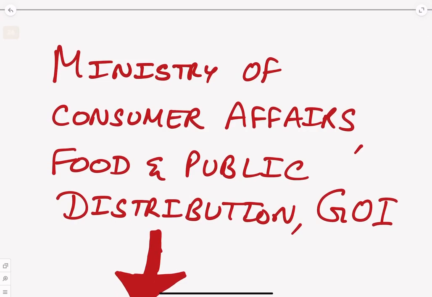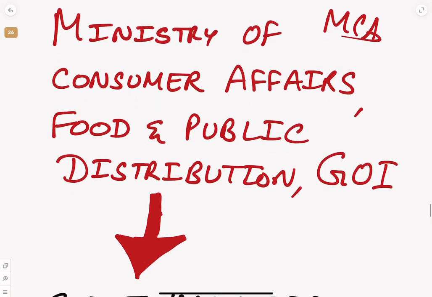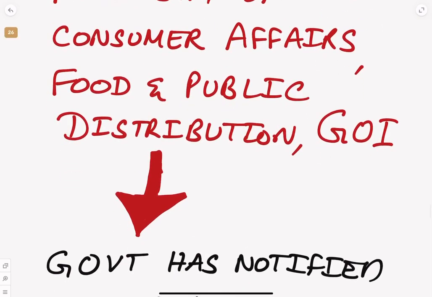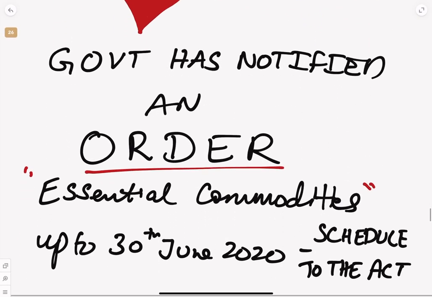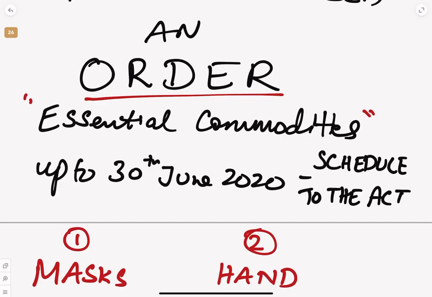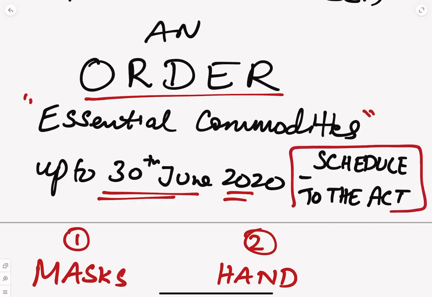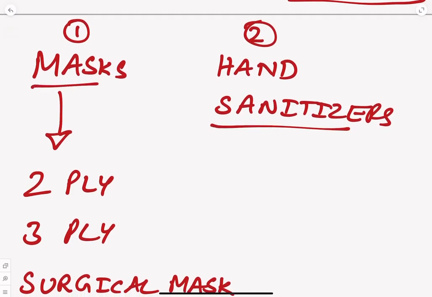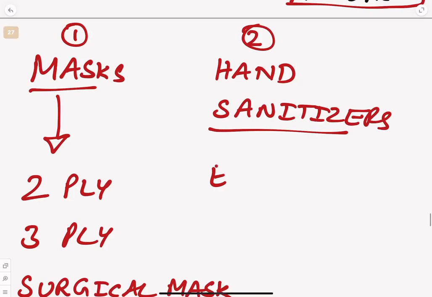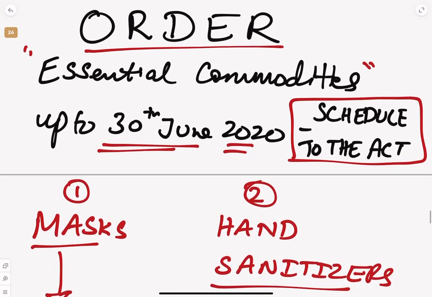So what happened is the Ministry of Consumer Affairs, not the Ministry of Corporate Affairs, which we usually deal with, the Ministry of Consumer Affairs, Food and Public Distribution, that is our Government of India. What they said is, let us have an order which will give the essential commodities list up to 30th June 2020. So they are basically adding to the schedule. They're adding some items. What items? Very simple. They're adding masks and hand sanitizers as essential. So now this is as per the order till 30th June.